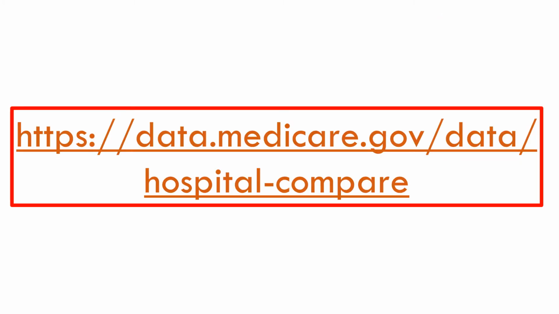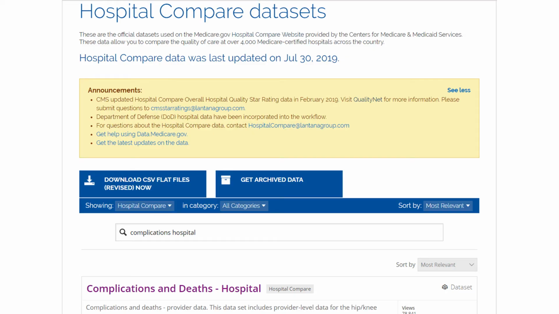Our first step is to go to the Hospital Compare website. You can type in the address shown on the screen or simply type in keywords Hospital Compare into any search engine to find it. Once you're on the Hospital Compare site, we're going to look for the Hospital Complications dataset. You can do this by searching the keywords Complications and Hospital in the search bar. The dataset is named Complications and Deaths Hospital. Click on it once you've found it to go to the dataset page.